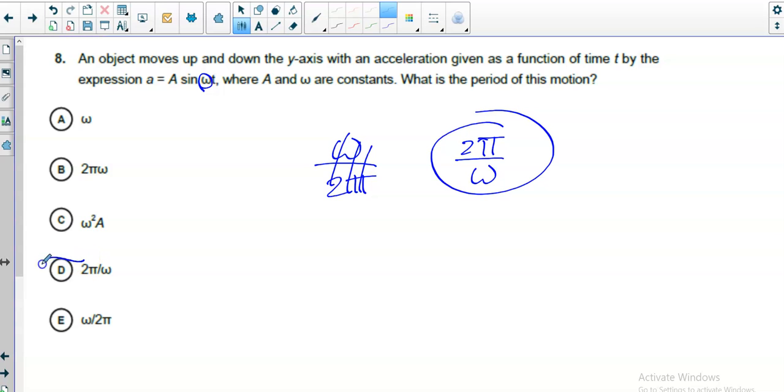D is 8, yes. So it's this right here. So the rule is, whatever the coefficient is next to time in this case, it's going to be that divided into 2 pi, the length of one period.